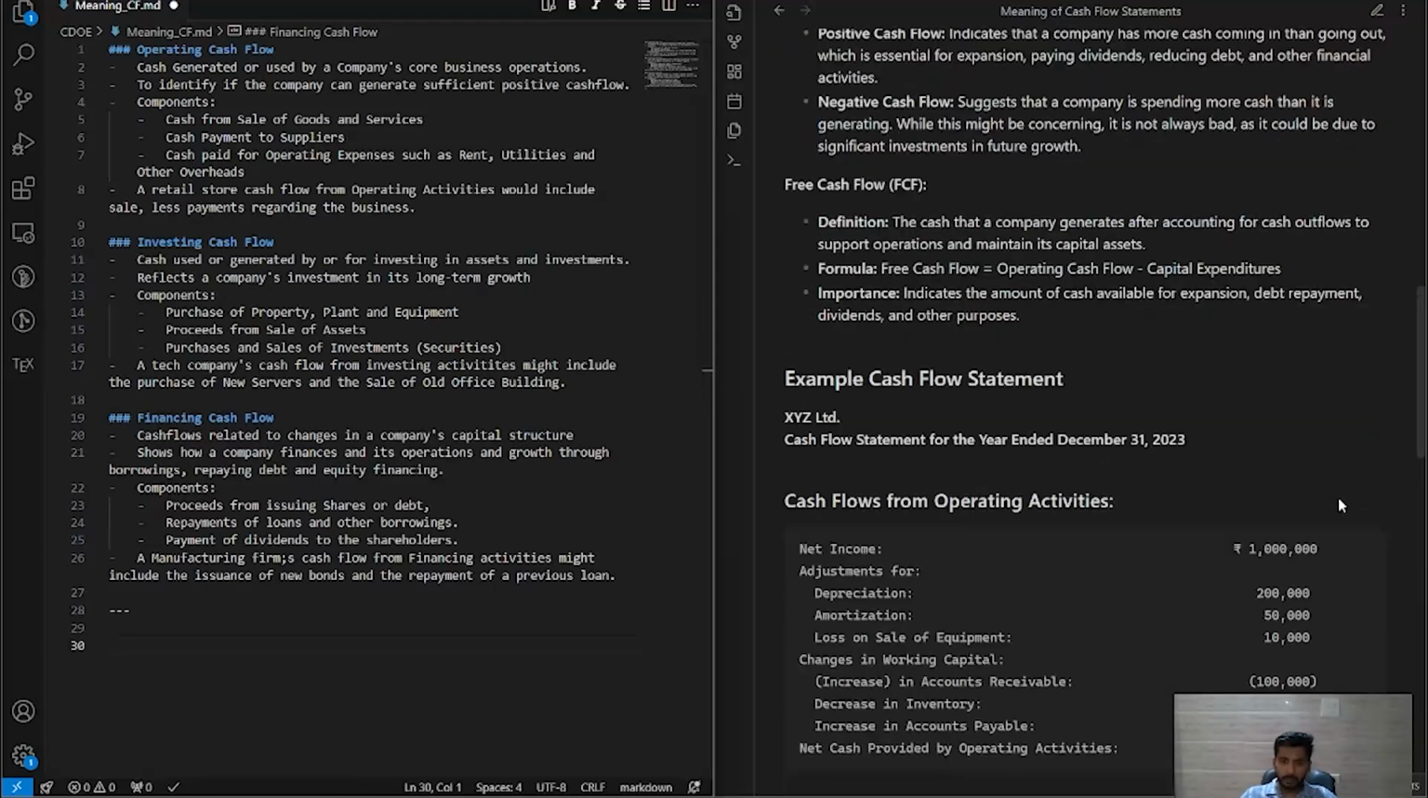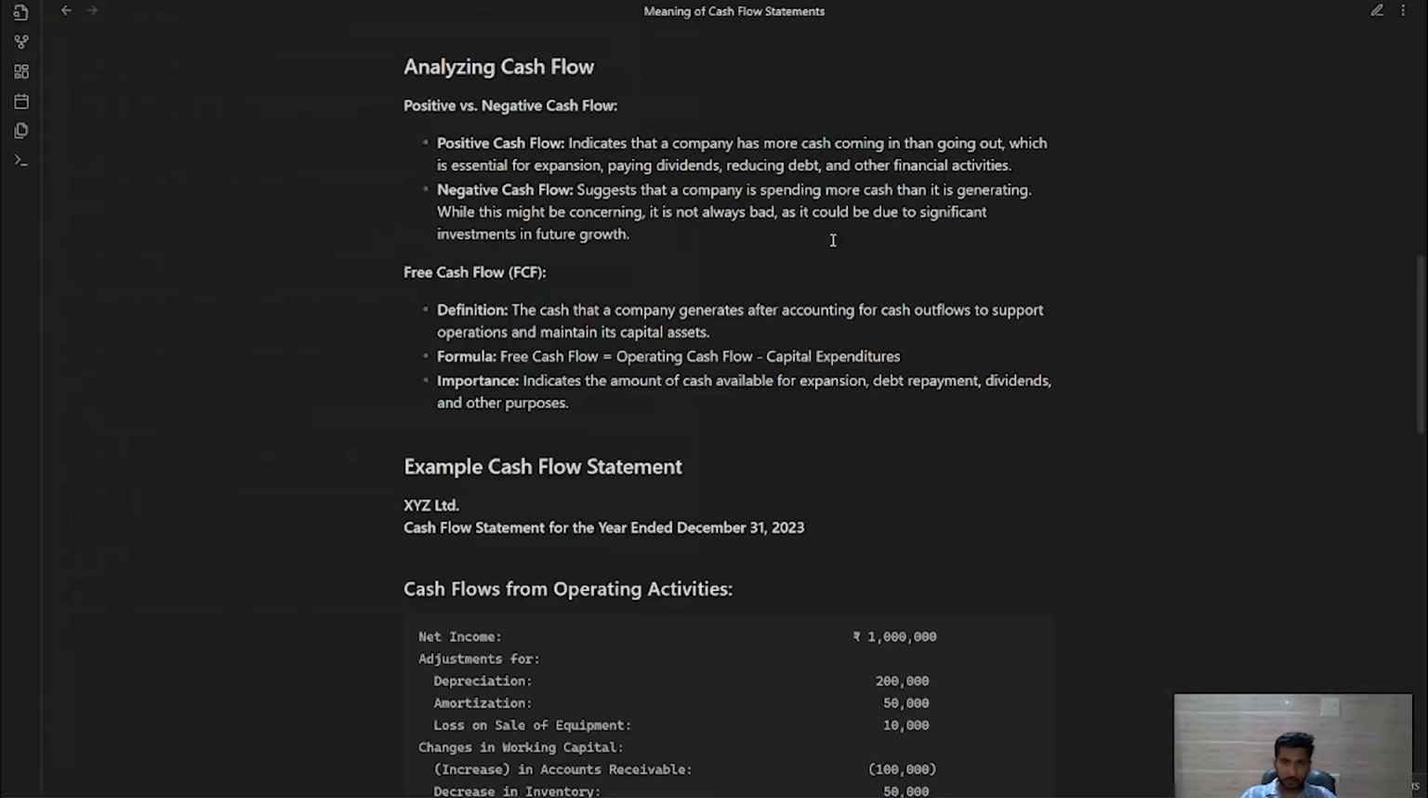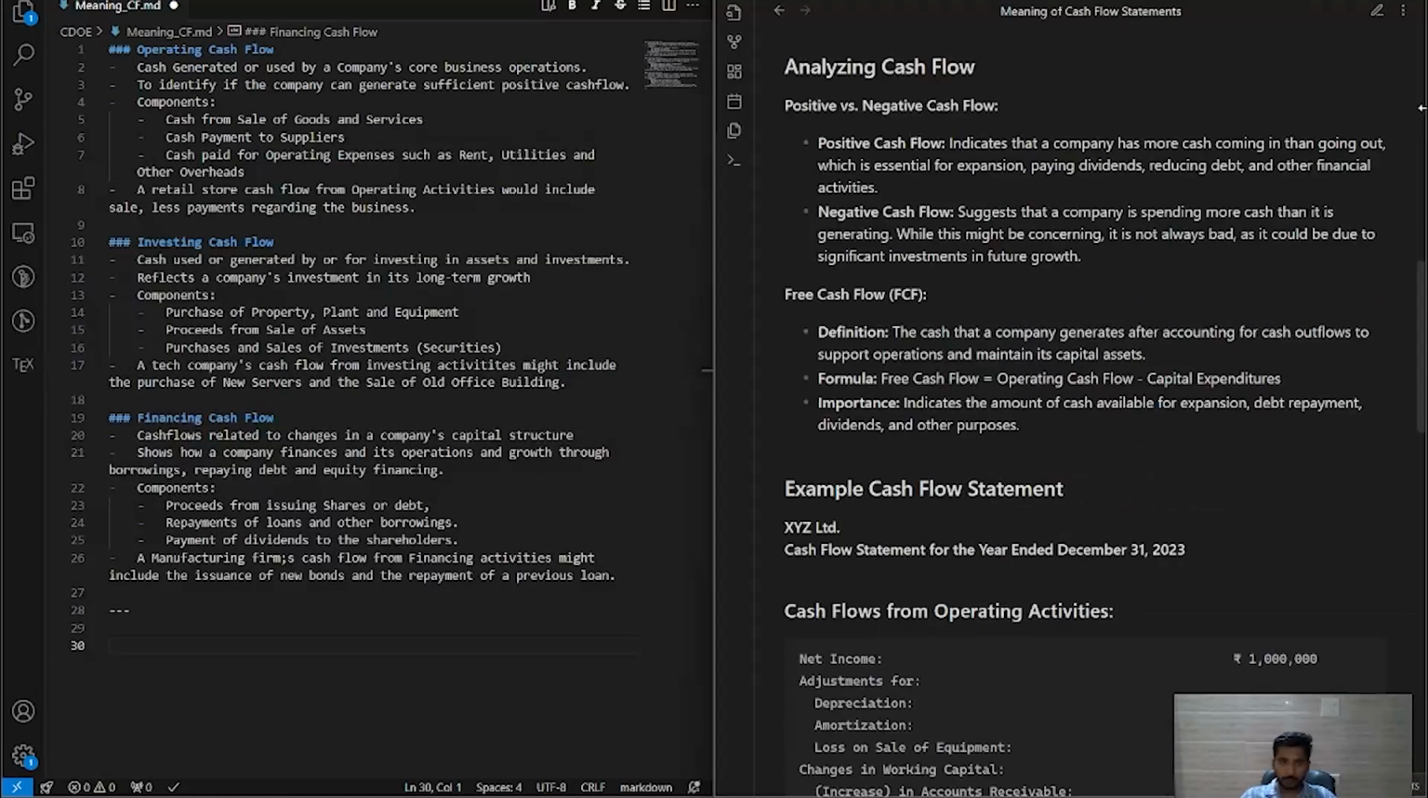Now, let us talk about analyzing the cash flows. The cash flows can be positive or negative. Positive cash flow indicates that the company has more cash coming in than going out, which is essential for paying dividends, reducing debt, and other financing activities. Negative cash flow suggests that the company is spending more cash than it is generating. While this might be concerning, it is not always bad, as it could be due to significant investments in future growth.